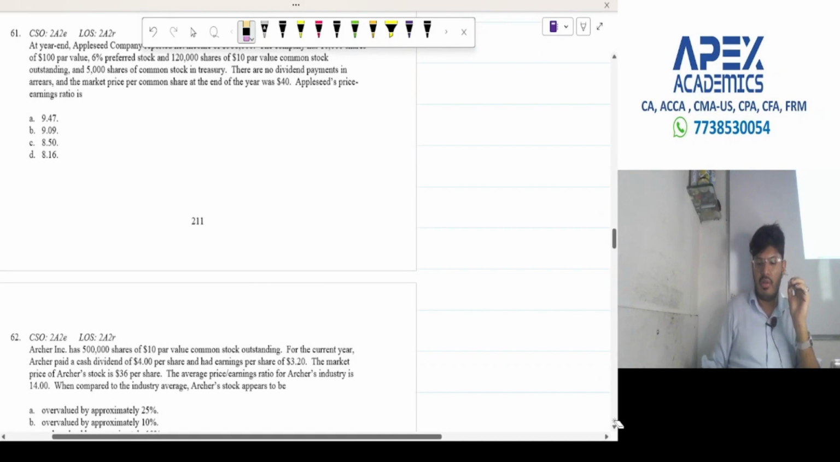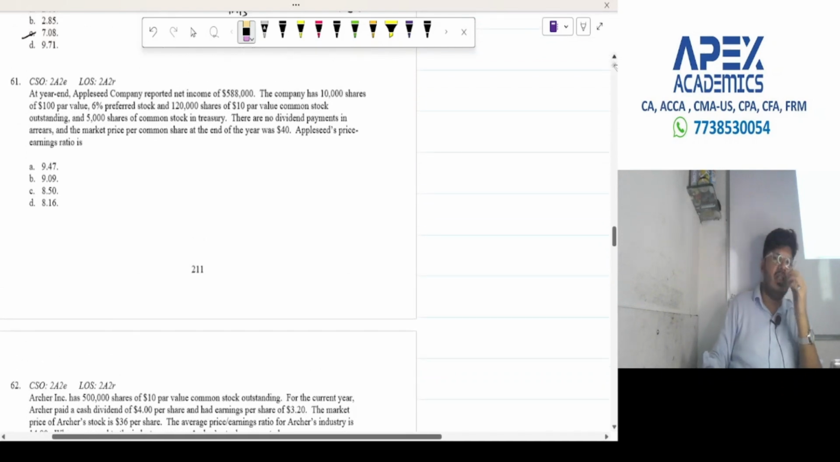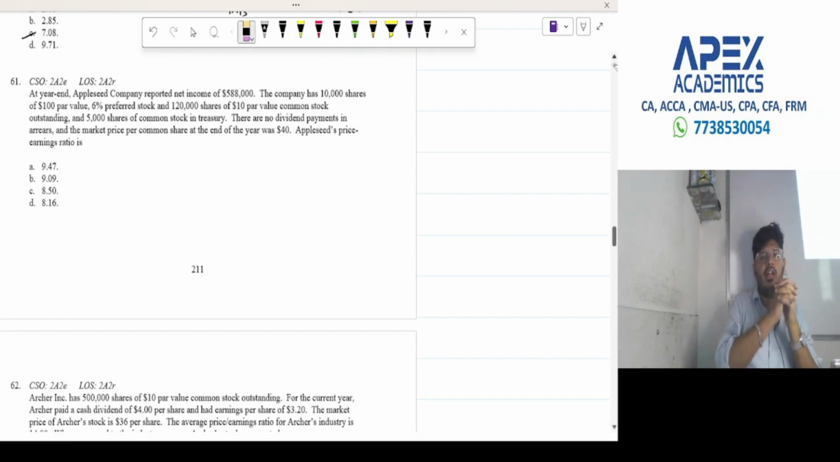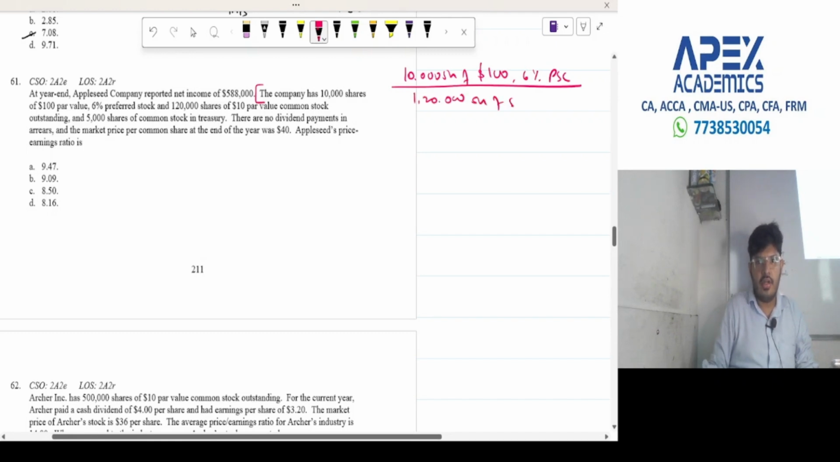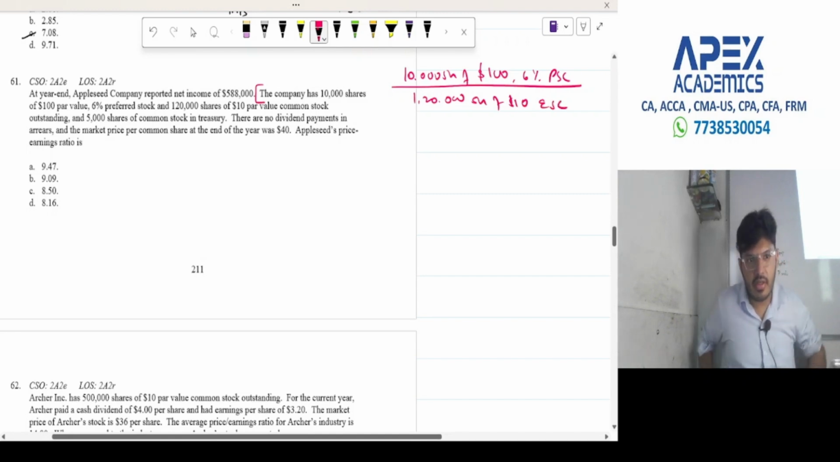Apple Seed Company. This is a good question. Apple Seed Company reported a net income of 5,88,000. The company has 10,000 shares of $100 par value, 6% preferred stock, and 1,20,000 shares of $10 par value common stock. Please read this again. I have not read this properly. The company has 10,000 shares of 100 par value, 6% preference share capital. This is the first capital. The second capital is 1,20,000 shares of $10 equity share capital and 5,000 shares of common stock in treasury.